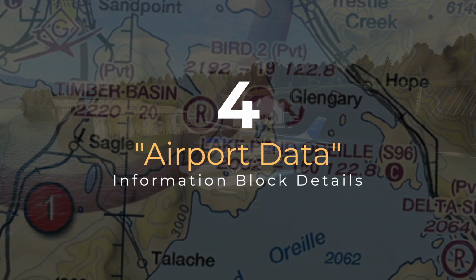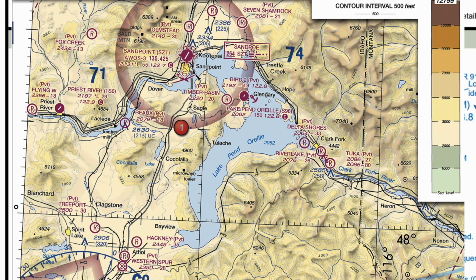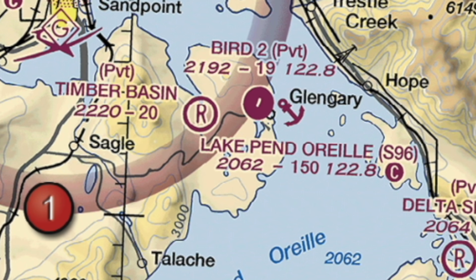Now, I should mention that this base is officially registered with the FAA, but the problem here is, when we're looking at the sectional chart, how do you determine the name of the base? You see there are two of them, right? And that's a little bit confusing. There's Bird 2 PVT, and just below there's Lake Penn O'Reilly. Well, here's the information. The airport data will always be directly below the anchor, and the anchor will be pointing towards the airport data. So in this case, it's going to be Lake Penn O'Reilly S96.